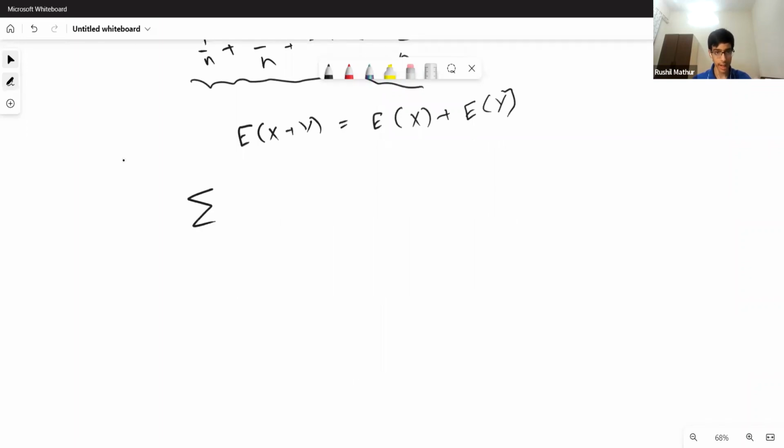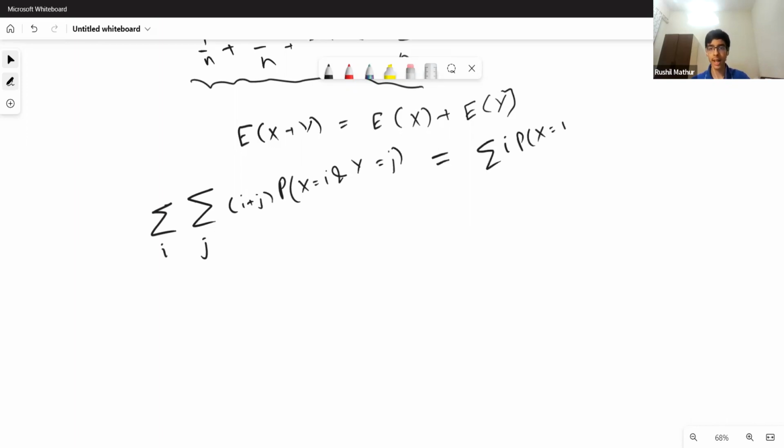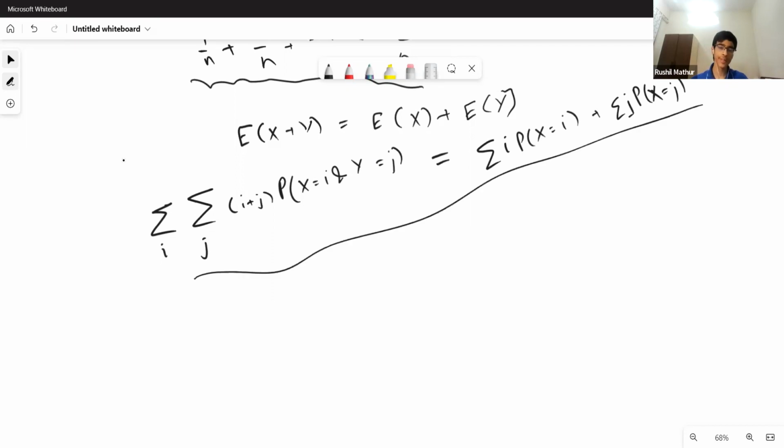That'll look something like sigma (i + j) times the probability that x equals i and y equals j, a double sigma, is equal to sigma i times P(x = i) plus sigma j times P(y = j). Okay, this is what we have to prove. Sorry for my slanting way of writing it, but I hope this is clear. This is just the definition, right?